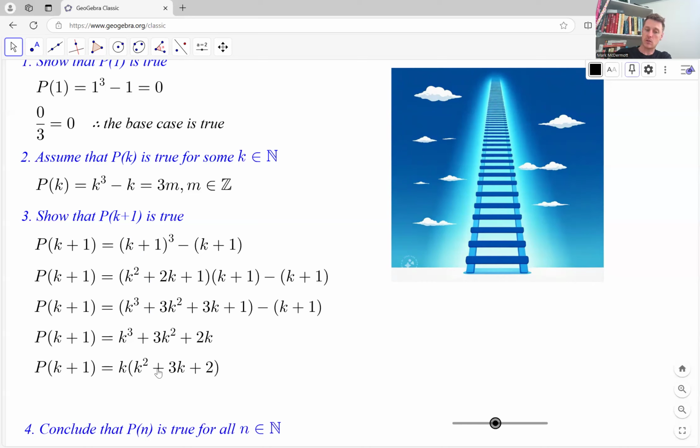Then you can factorize the right-hand side. What multiplies to 2 and adds to 3? Well, 2 and 1. So this quadratic factorizes to (k plus 1) times (k plus 2). And so we get P of k plus 1 equals k times (k plus 1) times (k plus 2). You're probably wondering why that's important. Well, we know that k is a natural number, and this is just 3 consecutive natural numbers. For example, k could be 3, so k is 3, k plus 1 is 4, k plus 2 is 5. If you've got 3 consecutive numbers, one of them has to be divisible by 3. So this thing must be a multiple of 3.